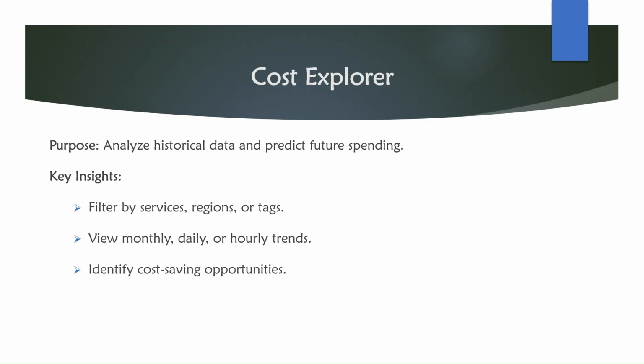This flexibility allows for detailed analysis of spending, whether for a specific day, month or hour, helping to identify spikes or irregularities in usage that might lead to increased cost. Identify cost saving opportunities. With the detailed insights provided by Cost Explorer, users can pinpoint areas where they might be overspending or have underutilized resources. So this includes identifying idle or unused resources, opportunities for reserved instances, and areas where more efficient architectures could be implemented to reduce the cost.